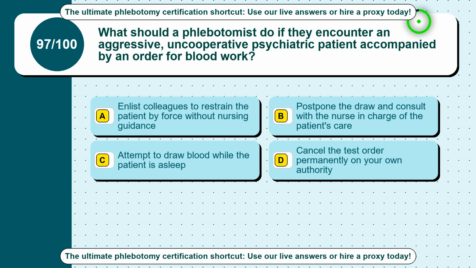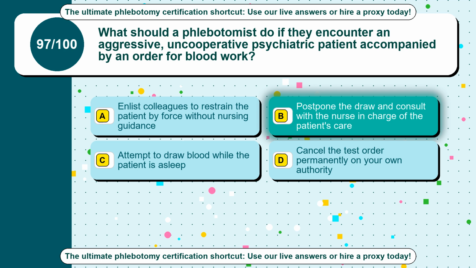Question 97. What should a phlebotomist do if they encounter an aggressive, uncooperative psychiatric patient accompanied by an order for blood work? Option A. Enlist colleagues to restrain the patient by force without nursing guidance. Option B. Postpone the draw and consult with the nurse in charge of the patient's care. Option C. Attempt to draw blood while the patient is asleep. Option D. Cancel the test order permanently on your own authority. The correct answer is option B. Postpone the draw and consult with the nurse in charge of the patient's care.